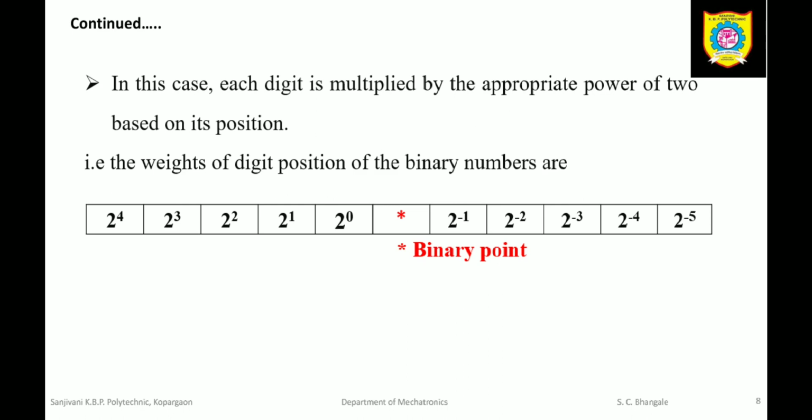See here, we have used 2 raised to 0 and 2 raised to minus 1. Why have we used 2 instead of 10? In the earlier case, we used 10 raised to 0, 10 raised to minus 1, because that was the decimal system. Now this is a binary number system, where the base or radix is 2. That's why we have used 2 raised to 0 and 2 raised to minus 1 here.